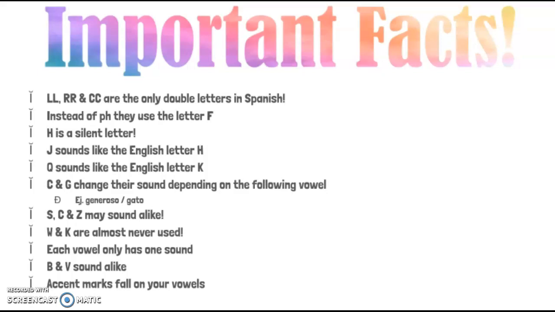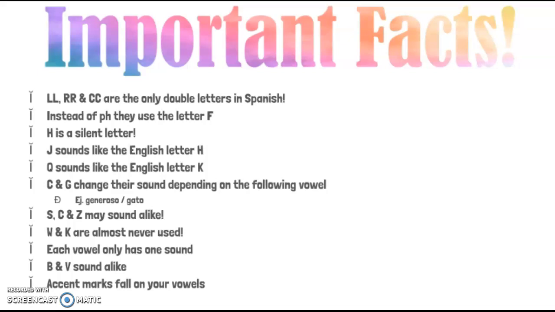The next fact is that instead of using PH like we do in English, they use the letter F. So wherever there would be a PH in the English word, in the Spanish word we are going to replace that with an F. A good example is telephone. It is normally spelled T-E-L-E-P-H-O-N-E. In Spanish, it's teléfono. So instead of having the PH, we are going to replace that with an F.